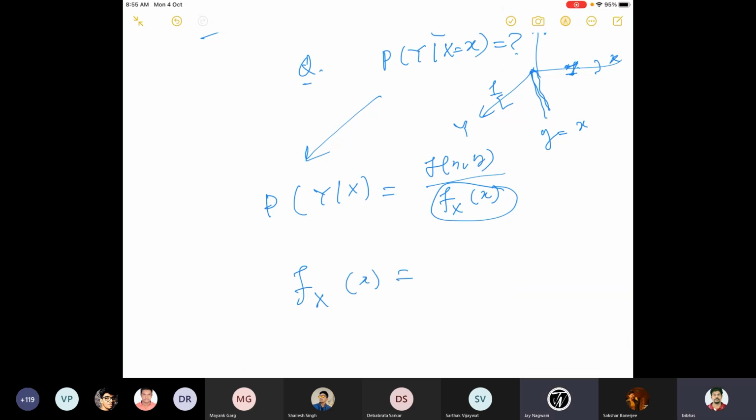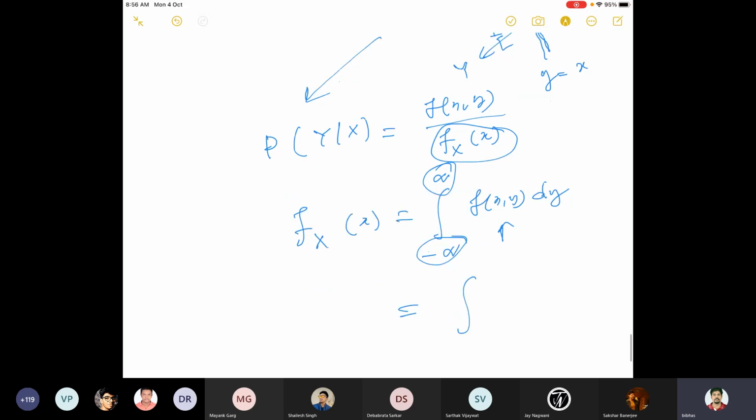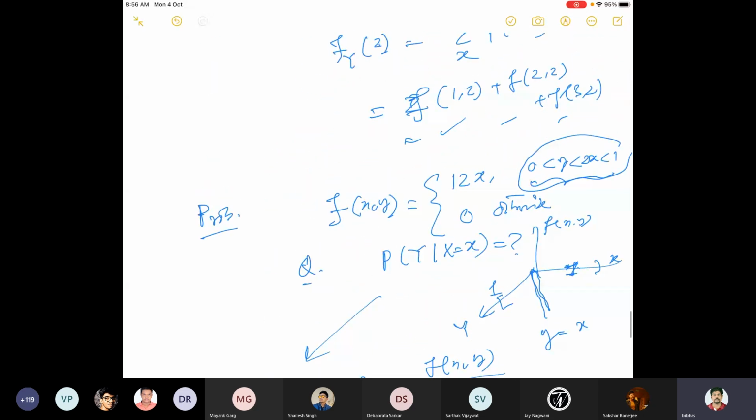Summation. For the continuous case, I have to take the integration from minus infinity to infinity of f(x,y) dx or dy. Which one? dy. Yes, that's it. So you know that this is 12 times x. You have to perform an integration and you'll get the value. Although it is minus infinity, what is the domain here when it is non-zero? When 0 is less than y less than 2x less than 1.